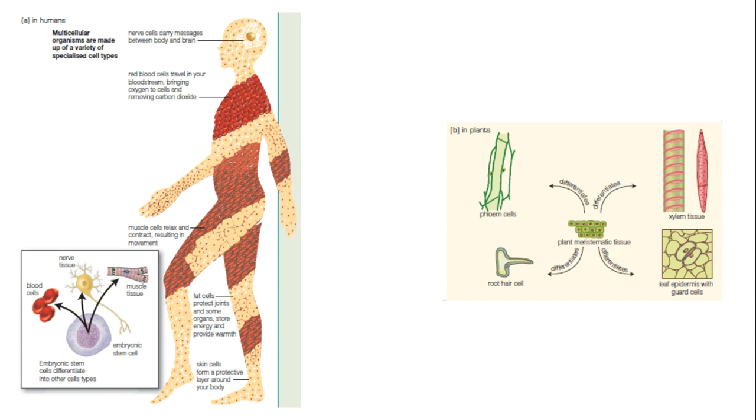And in plant cells, this also happens. And here we see that the meristematic tissue is the tissue that differentiates to produce the different types of cells and tissues in plants.